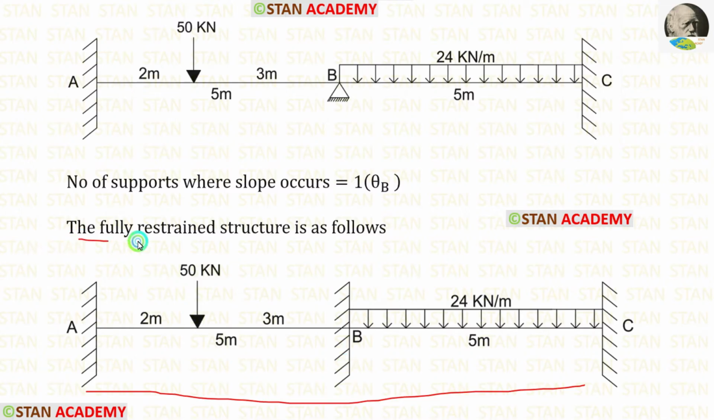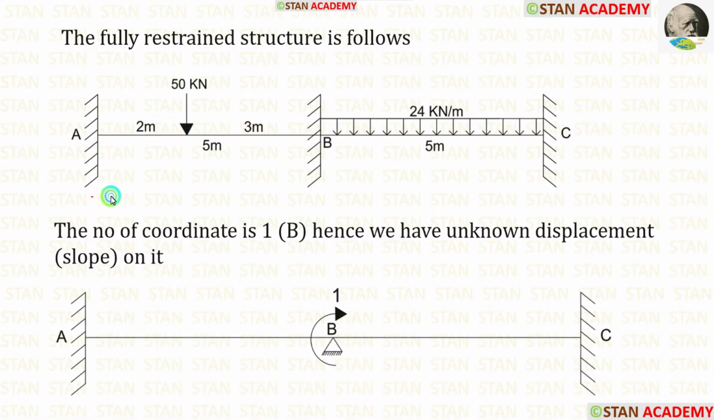That is why it is called the fully restrained structure. We have made the fully restrained structure. Now let us make the coordinates diagram. In this analysis, we are having only one coordinate because there is only one support where slope occurs, that is the point B. Here we have to make the coordinate.